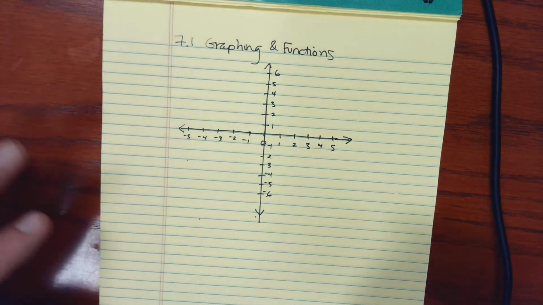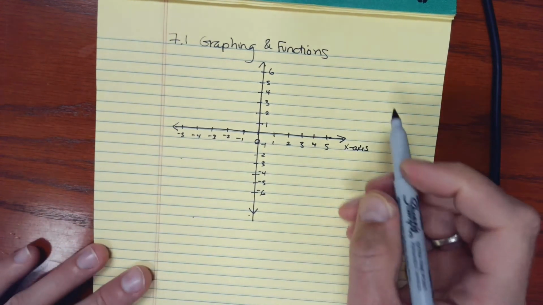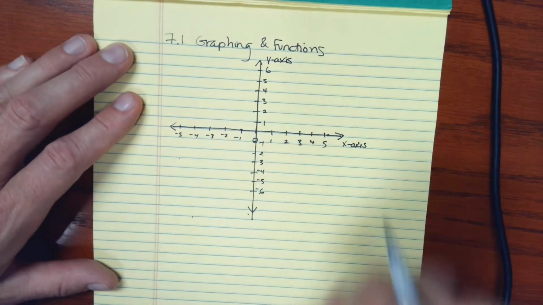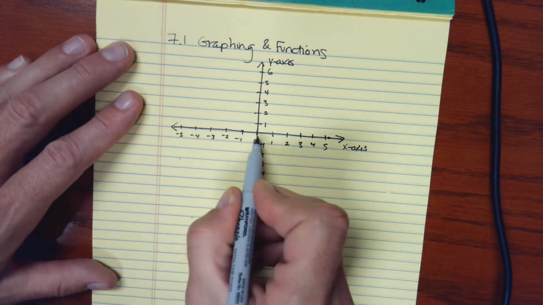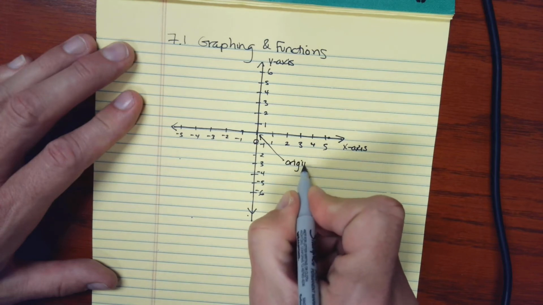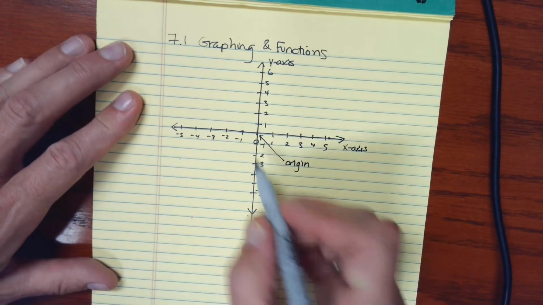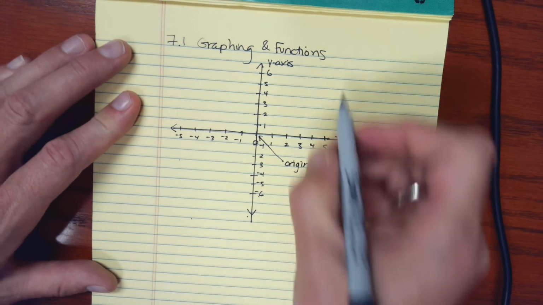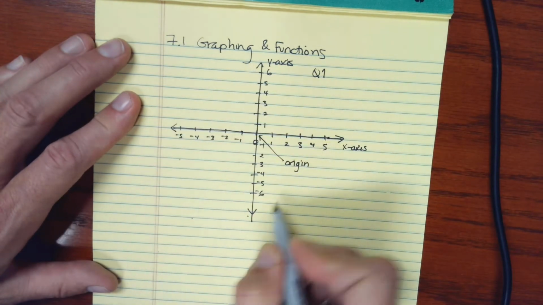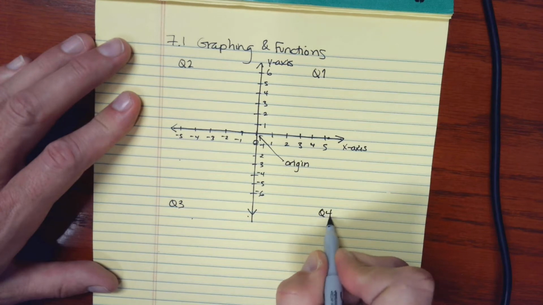All right, so this horizontal number line I'm going to call the x-axis. The vertical number line I'll call the y-axis. The point where the two intersect, so right here, this is the origin. And these two lines that intersect at a right angle make quadrants. In the top right, we call this quadrant 1. Going counterclockwise, this is quadrant 2, quadrant 3, and quadrant 4.